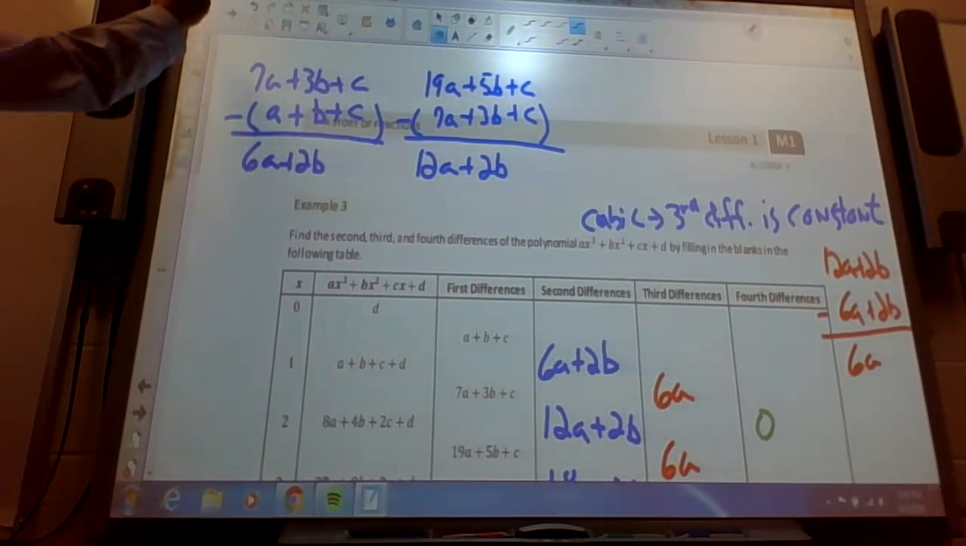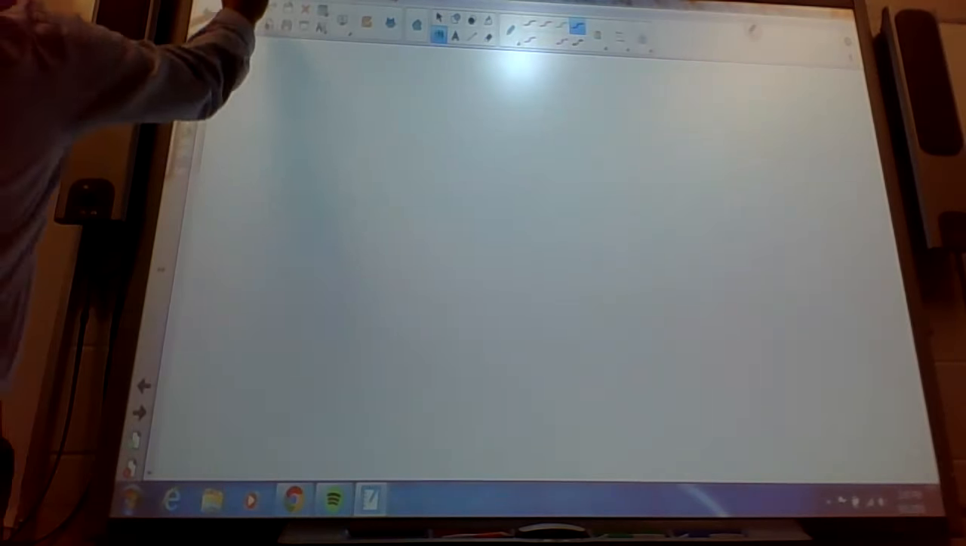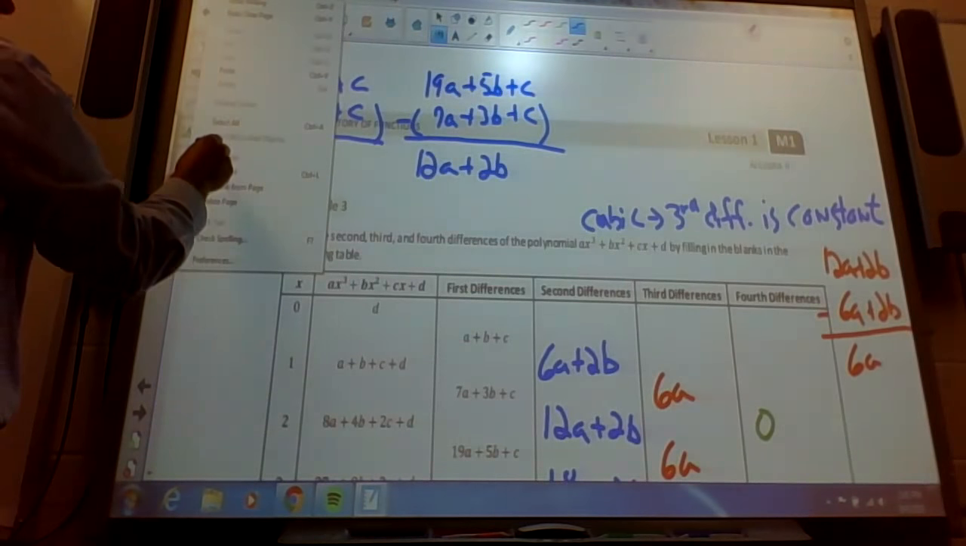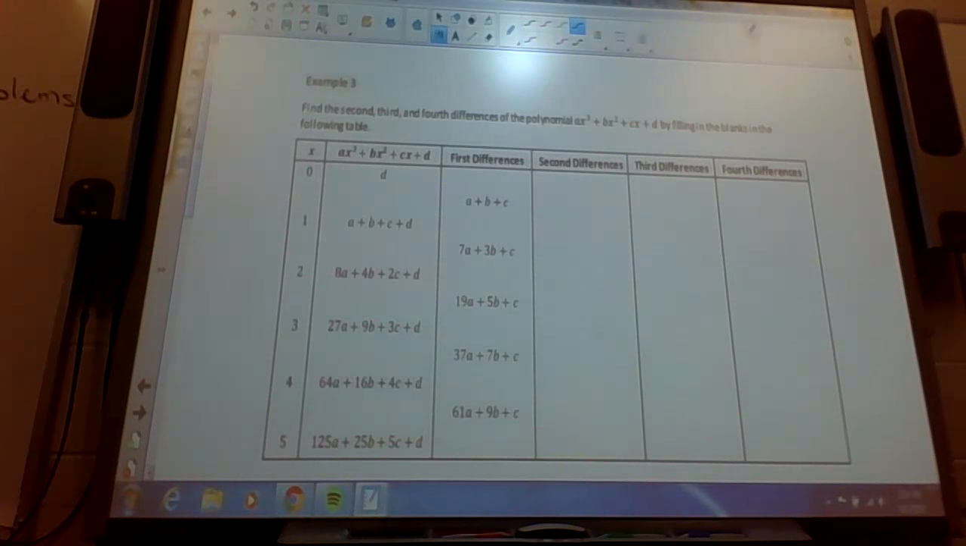Next page. Clear ink from page. Oh, no, I didn't want that. I want a clear ink from page. There, much better. Okay, let's do the same thing, but this time with the cubic. Shall we? Cubic.